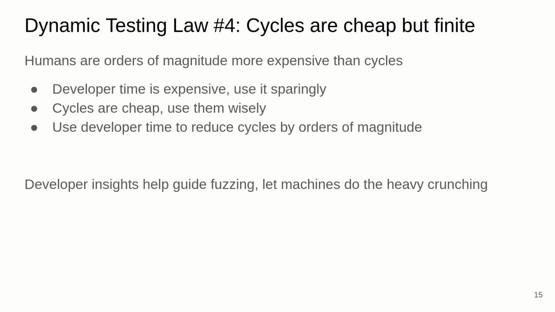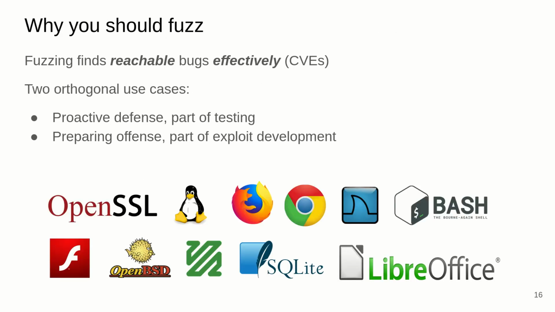As developers will know their code, these developer insights can help guide fuzzing, and then we can leverage the machines to do the heavy crunching. Now, why should you fuzz? Well, fuzzing finds reachable bugs very effectively and therefore results in CVEs. There's two possible use cases. You can either use it proactively as a defense as part of testing, or preparing for offense as part of exploit development, or for bug bounties or whatnot, right? So there's a broad area of opportunities here.